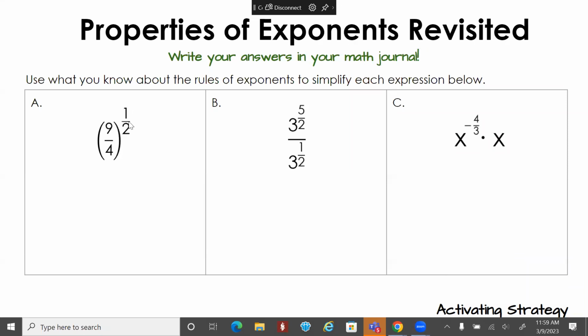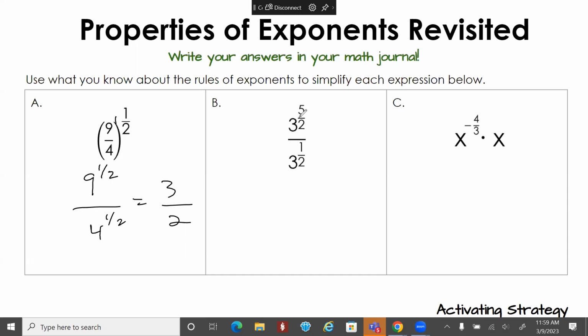All right, we have an exponent raised to an exponent. So what are we gonna do? So 9 to the 1/2 over 4 to the 1/2. Now we can simplify this. So what's 9 to the 1/2 power? All right, and then 4 raised to the 1/2 power.